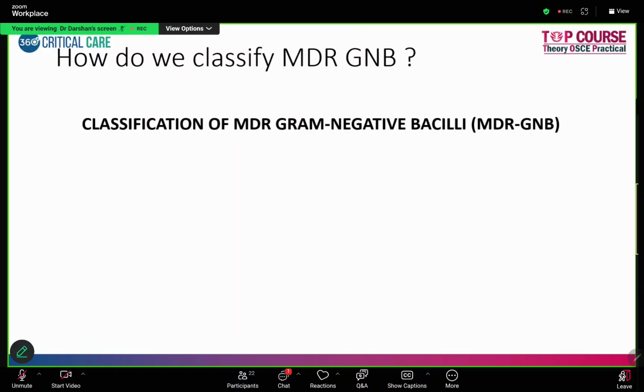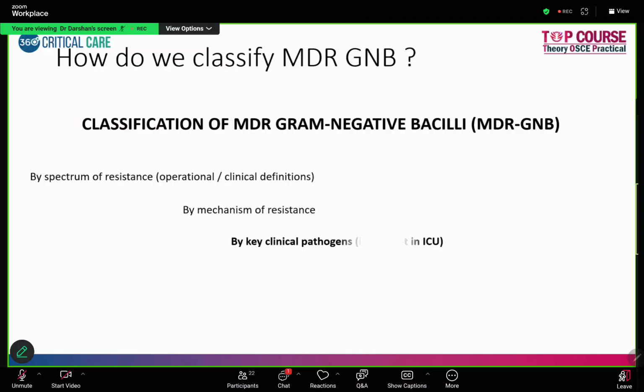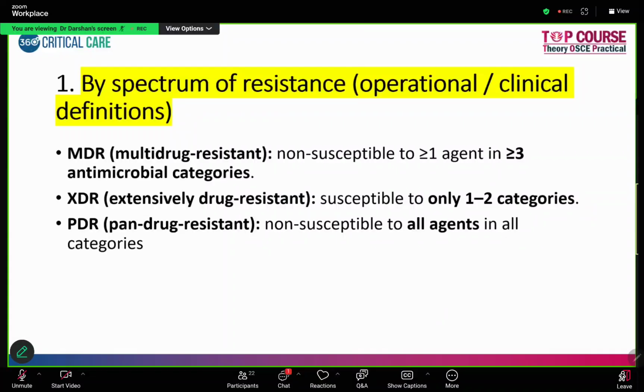So how do we classify MDR gram-negative bacilli? They can be classified in four major ways. Okay, either by spectrum of resistance that they develop, mechanism of resistance they have, clinical pathogens, like how we get our report from the labs, or by WHO priority. Okay, so probably in your viva they might ask you what is the WHO priority pathogen list. Okay, if you remember the critical pathogens, it's more than enough. I'll be discussing each one in detail.